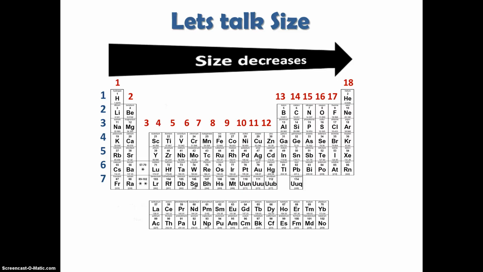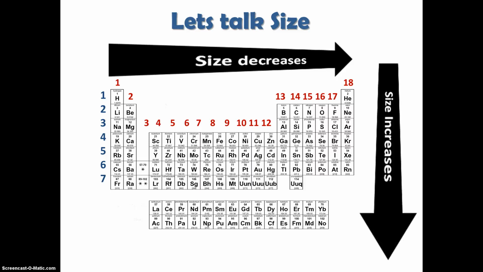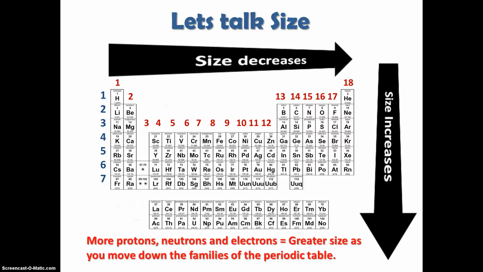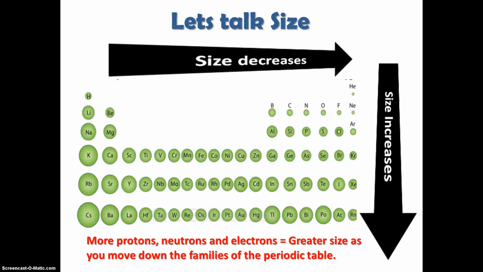Now as you go down the periodic table, size actually increases. You're like, well, you're adding protons, electrons, why doesn't it just keep getting smaller? Well, because there's limited amounts of empty space, and the fact is that you're just cramming so many protons, neutrons, and electrons into that atom, it has to get bigger. And so the more protons, neutrons, and electrons equal greater size as you move down the families. And I think that's probably the most important thing for you to remember here, is that size increases as you go down.